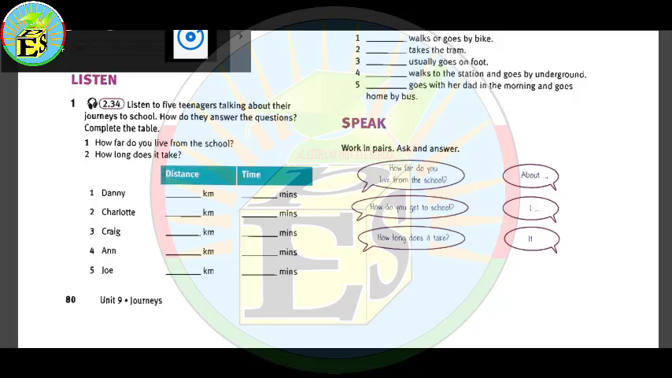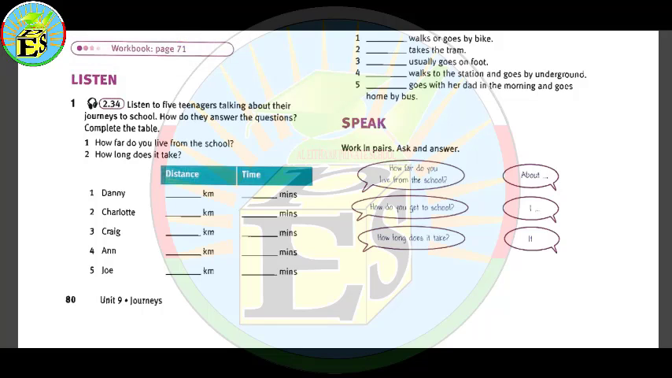Unit 9, page 80. Listen. Exercises 1 and 2. Listen to 5 teenagers talking about their journeys to school. 1. Danny. How far do you live from the school? About 1 kilometre. And how do you get to school? I usually walk to school. How long does it take? About 15 minutes.